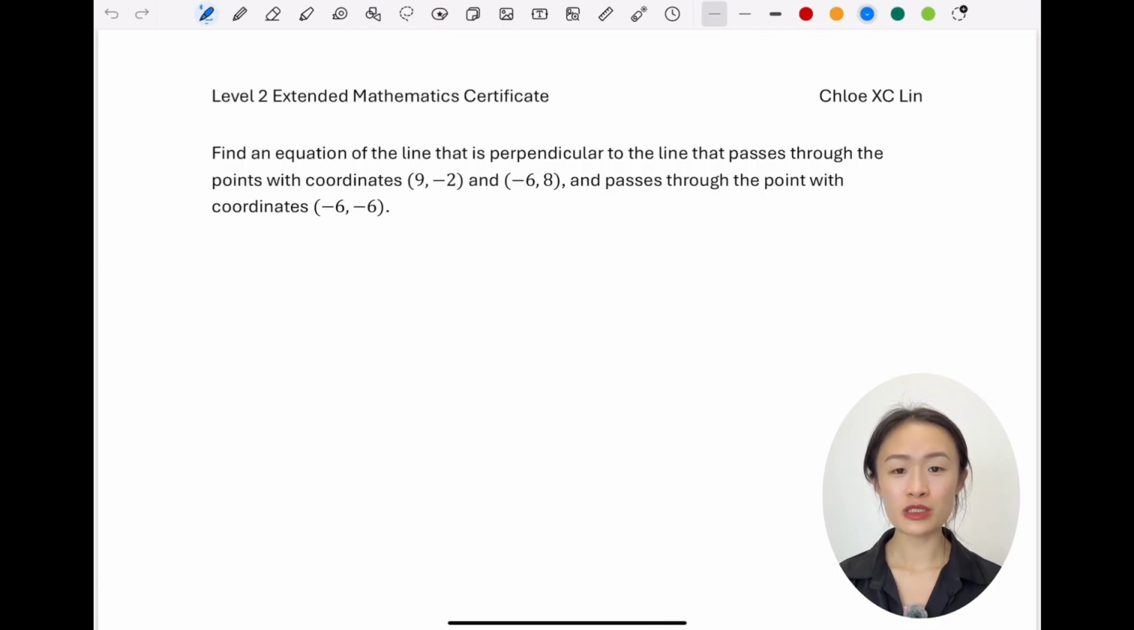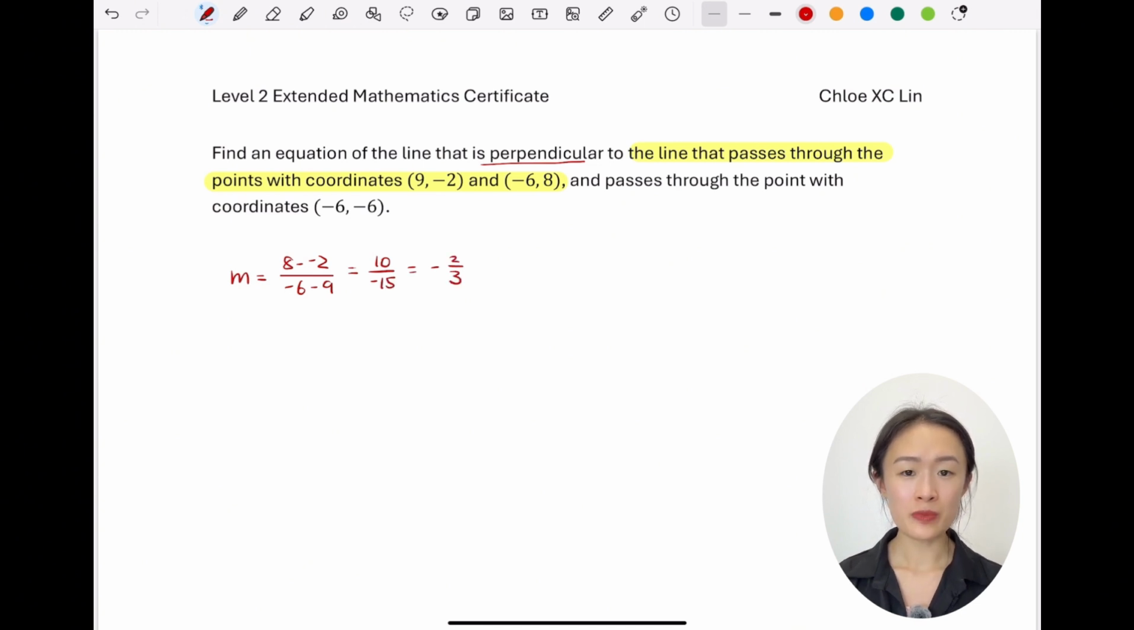In this question, we need to find the equation of the line that is perpendicular to the one that passes through these 2 points and also passes through the point -6, -6. So first, what we need to do is to find the gradient of the line that passes through these 2 points, 9, -2 and -6, 8. So to find the gradient, we need change in y over change in x, and we found out that the gradient is -2/3. Our line is perpendicular to this line, so that means their gradients are negative reciprocals. So the gradient of the line is going to be 3/2.